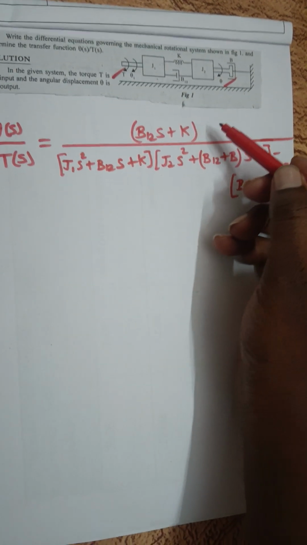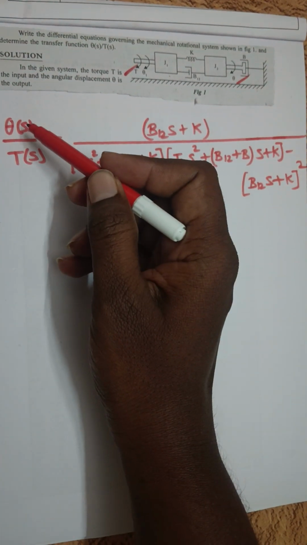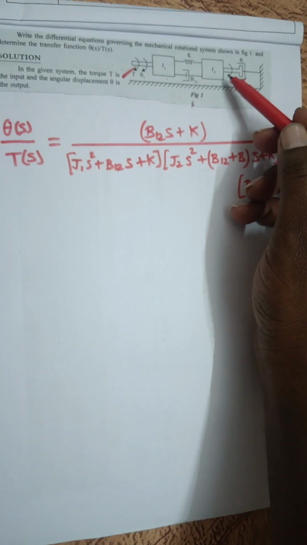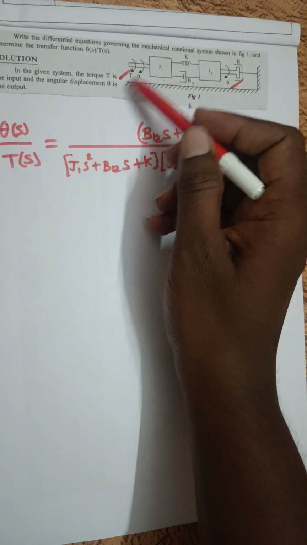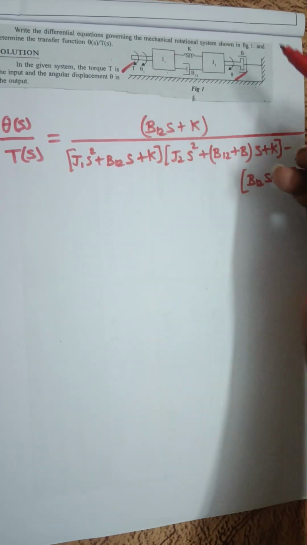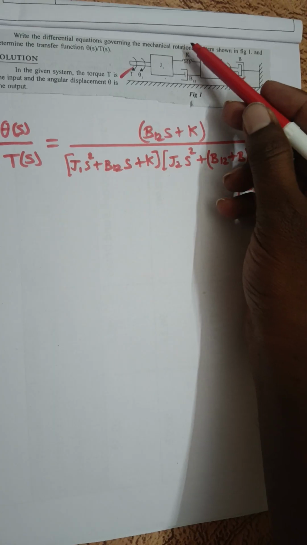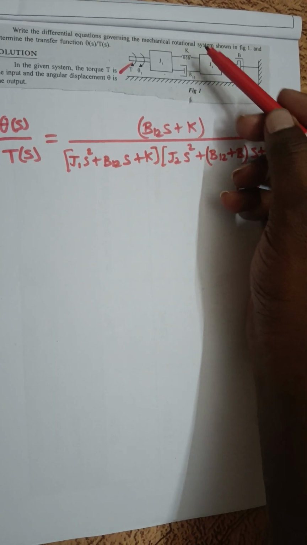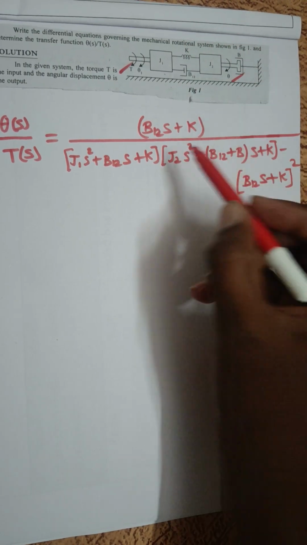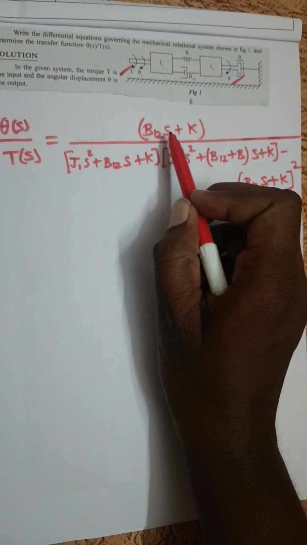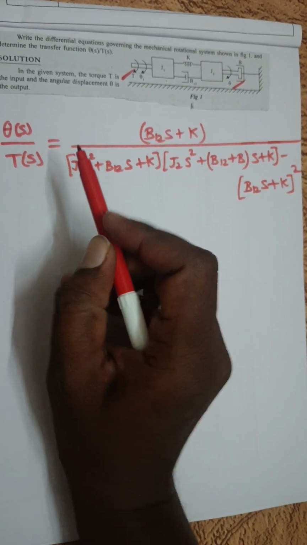For the numerator part, you are supposed to find theta of S by T of S. Theta is the angular displacement which is on the J2 side. Applied torque is at the J1 side. So torque is on one side, displacement is on the other side. If it is so, you should write whatever elements are connected in between J1 and J2. The elements connected in between J1 and J2 are B12 and K. So the numerator part will be B12 into S plus K. In this way you can write theta of S by T of S.